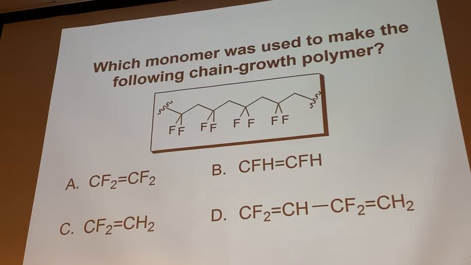C was used, okay? So if you look at our repeating unit, you see that we have 2 fluorines on every other carbon. So that should narrow it down to C or D, because those are the 2 monomers that have 2 fluorines on every other carbon. Why did you choose C and not D? You surely weren't guessing, because almost all of you chose C, and if you were guessing, then some of you would have chosen D. Trent.